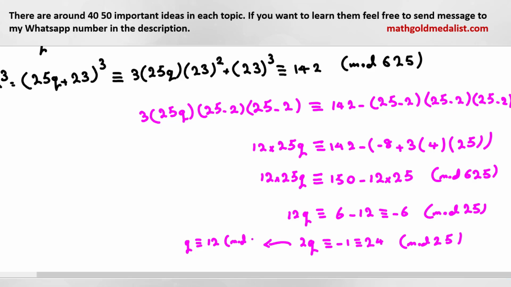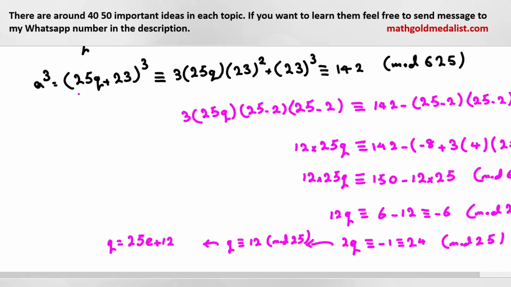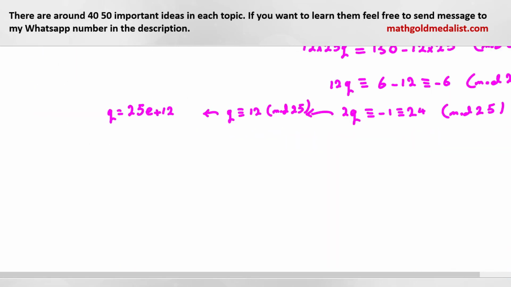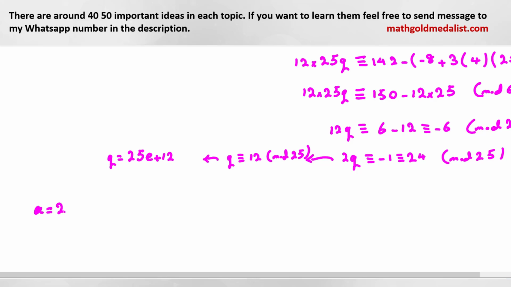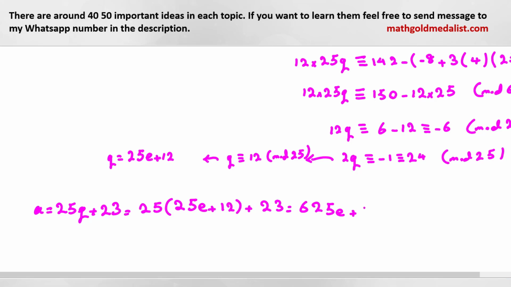Mod what? Mod 25. So q, we can write q is equal to what? q equal to 25e plus 12. Exactly. And then if we replace it, a was 25q plus 23, right? Which will give us 625e plus 300. Let's check: 25e plus 12 plus 23. So it will be 625e plus 300 plus 23, 323, right? Good job, complete.